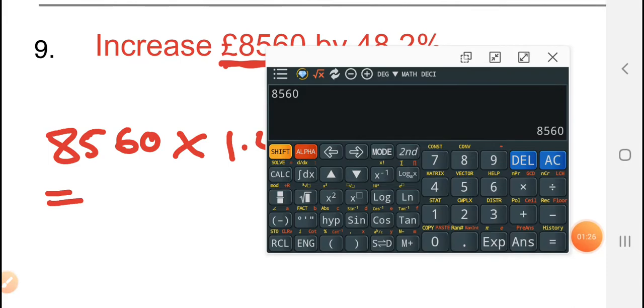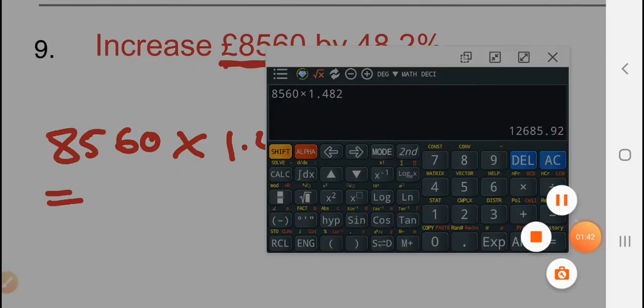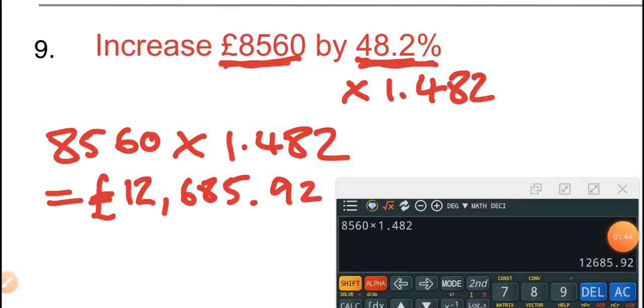So as you can see, I've already typed in 8,560 into my calculator and then times it by 1.482, and the answer will now be 12,685.92. So as you can see, I've copied down the answer from my calculator, and the answer is £12,685.92.